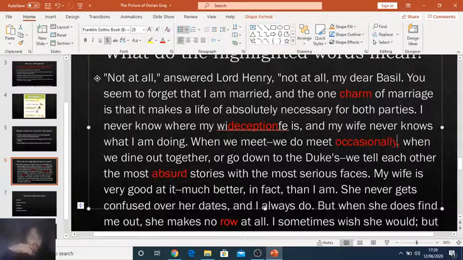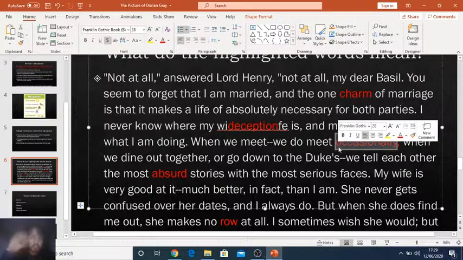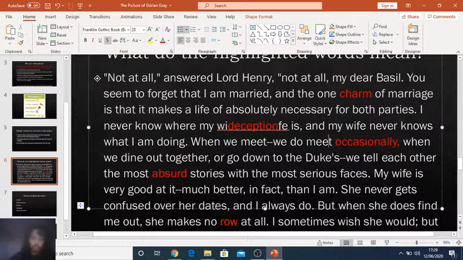Occasionally, this word here means only sometimes. So let's say you go to the doctor, there's 12 months in a year, right? You go to the doctor only once a year. So you go to the doctor 1 out of 12 times, okay? So you're only going to the doctor surgery occasionally. Hopefully that makes sense.